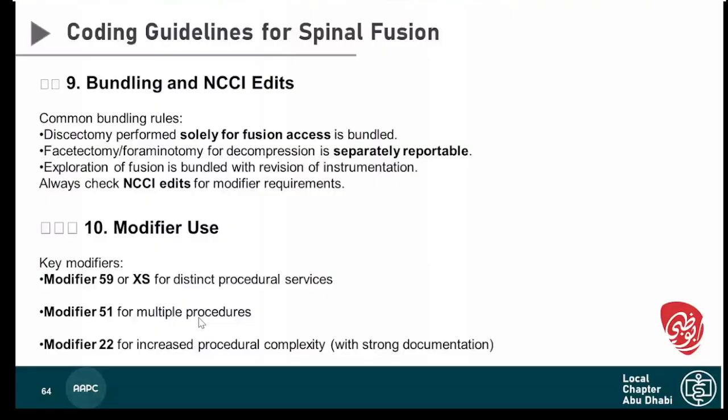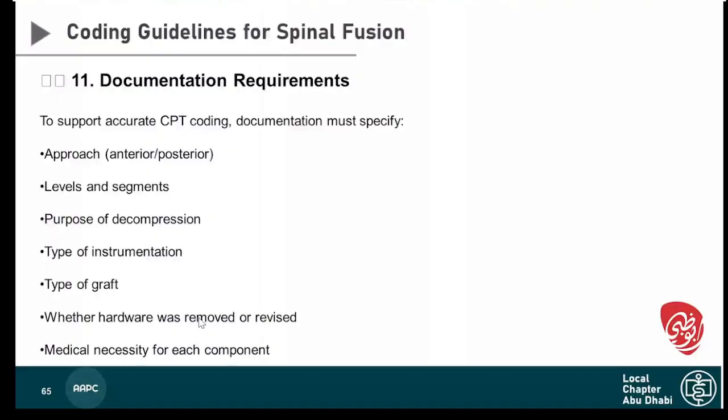Then coding guidelines for spinal fusion. That is documentation requirements. In the OT note or IP documents, it should clearly mention the approach, the levels and segments, cervical or lumbar, which level is affected, purpose of decompression, and what type of instrumentation was used, rod, screws, whatever it is. Type of graft, allo, auto, or both. Then morselized or structural graft, what type of graft they used has to be documented, whether hardware was removed, and medical necessity for each component.